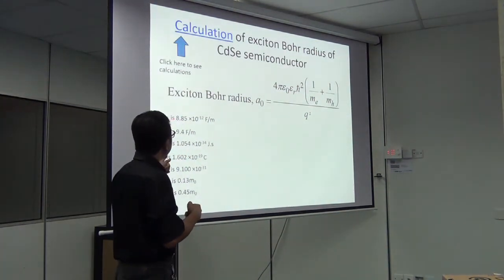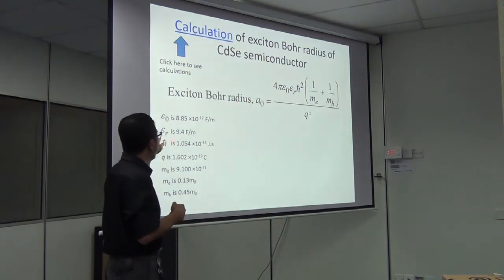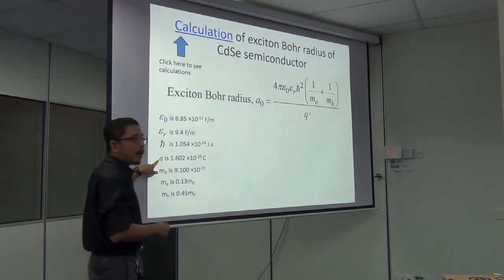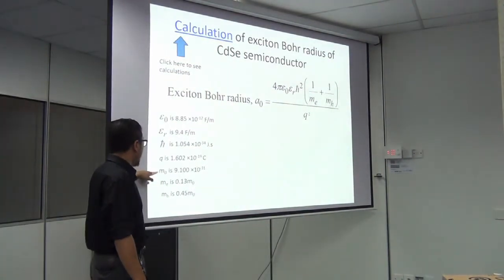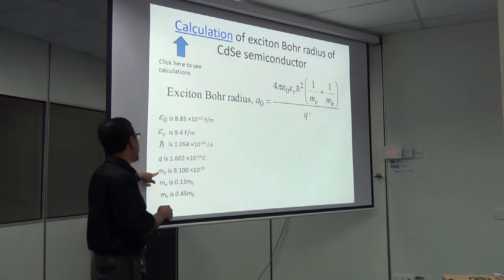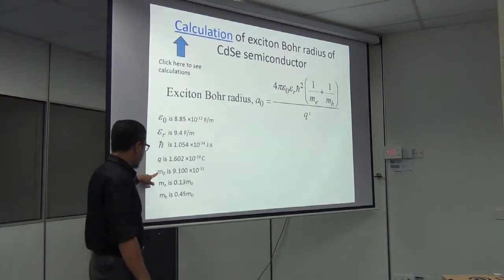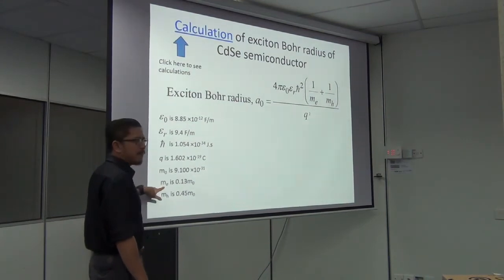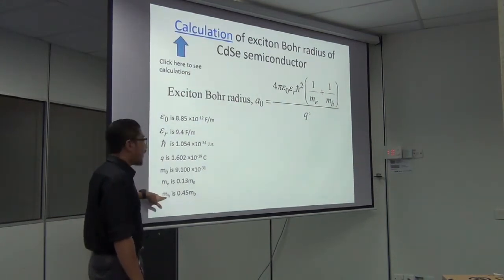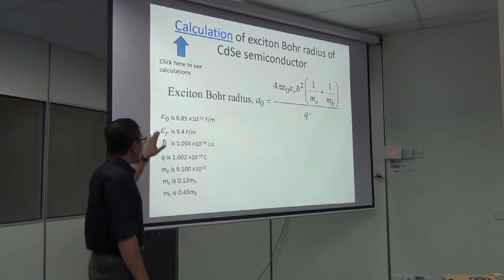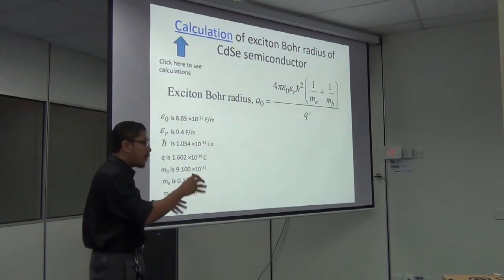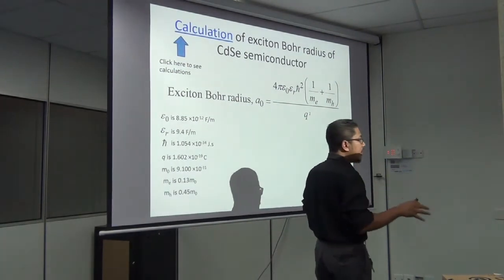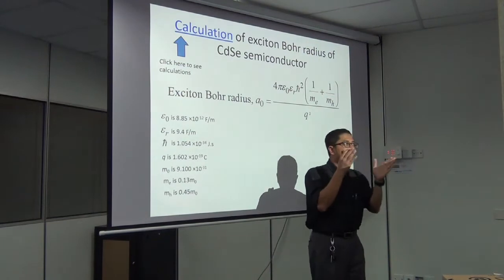Epsilon naught is a constant. Epsilon r is a constant. This one is also a constant. This is q, the charge of an electron. This is the electron rest mass, constant. This is the effective mass of the electron. This is the effective mass of the hole. The only things that are not constant in every material are Me and Mh. Every material has different Me and Mh depending on the material.